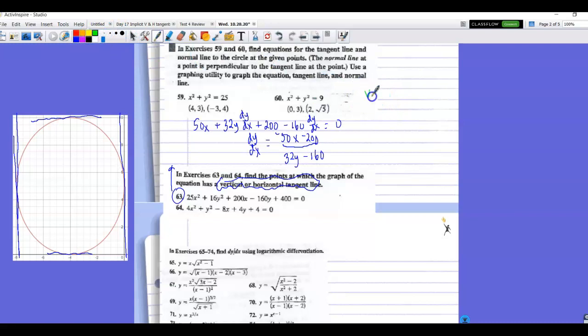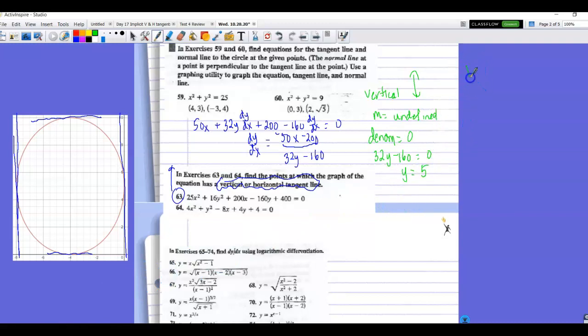Okay, so that is correct, and so let's start with vertical tangents. Remember, a vertical line looks like that, and the slope of a vertical line is undefined. Therefore, we're trying to set the denominator equal to 0, because that's how you make the fraction go undefined: try to divide by 0. So I'm going to set 32y minus 160 equal to 0. I'm going to add 160 to both sides and divide both sides by 32, and that'll give me a y value of 5.